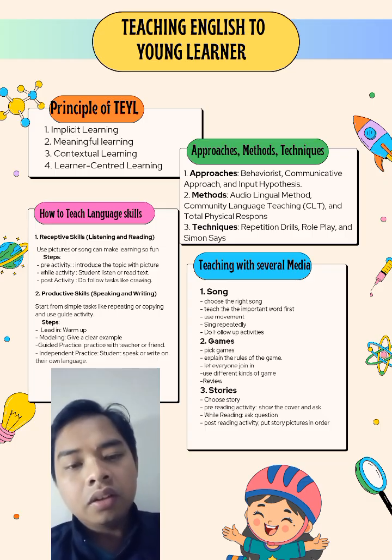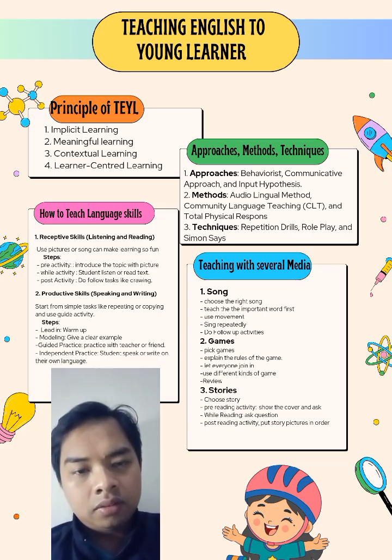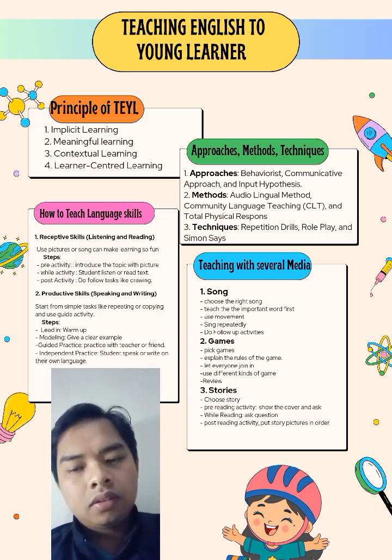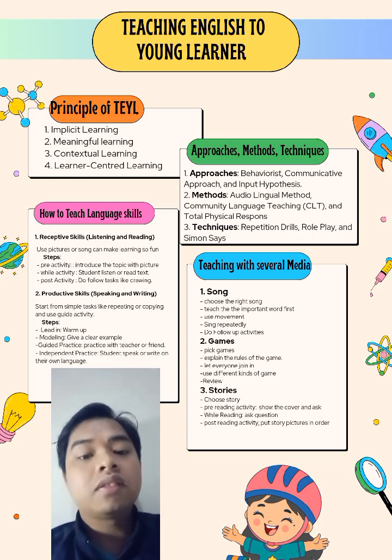So the last one is how to teach English to young learner using songs, games, and stories. The first one is teaching with song. And how to use song in class. The first, choose the right song. For example, head, shoulders, knees, and toes for learning body parts, and if you're happy and you know it, for learning feelings.